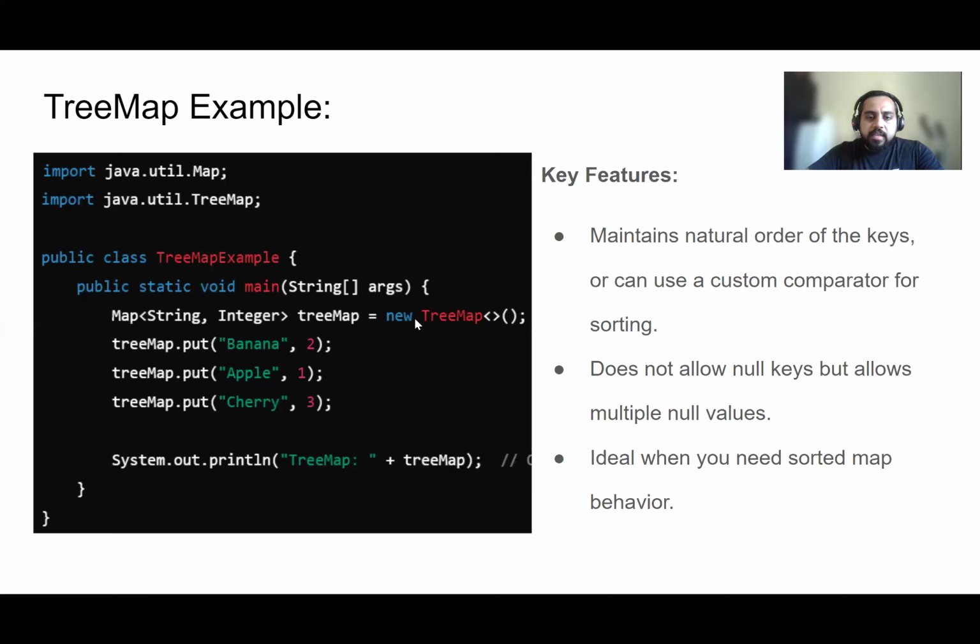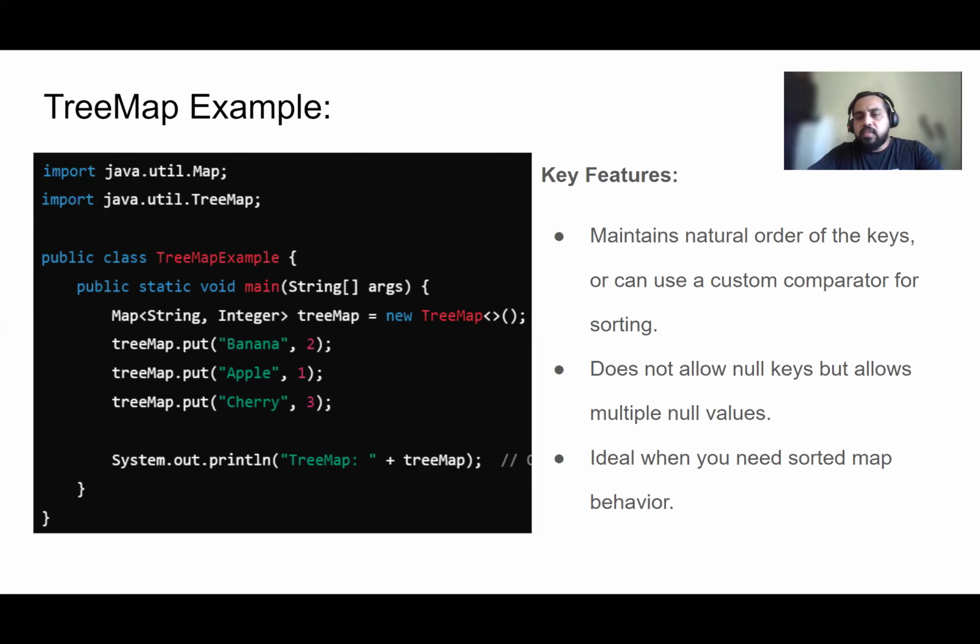I have created a TreeMap object here, and I try to add data: banana 2, apple 1, and cherry 3. When I print this TreeMap, it is automatically sorted in ascending order of these key names. So it maintains the natural order of keys, by default ascending.